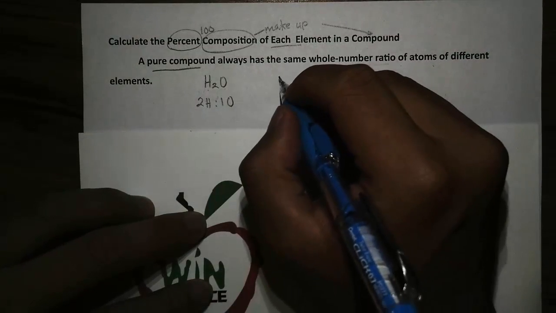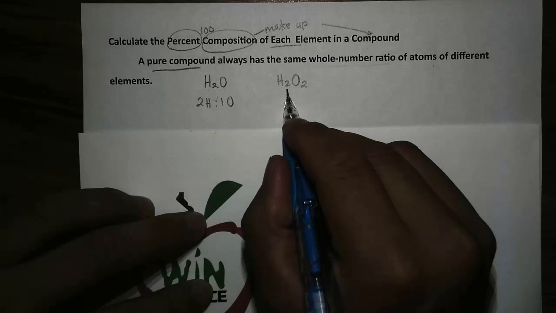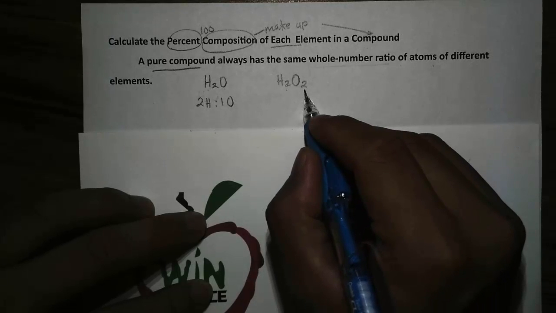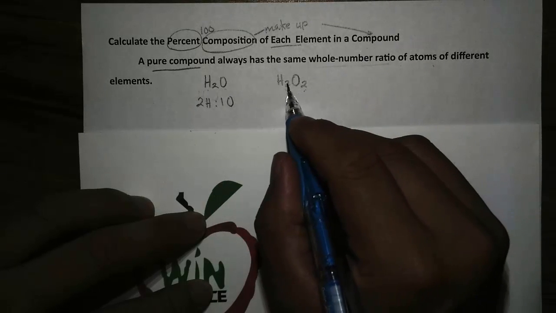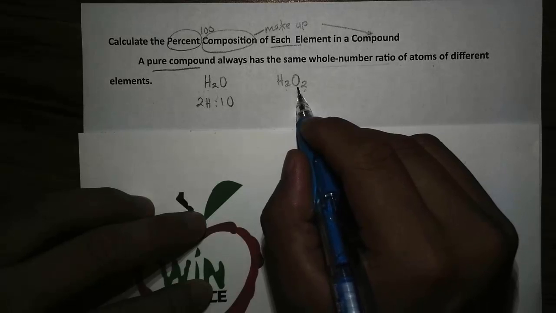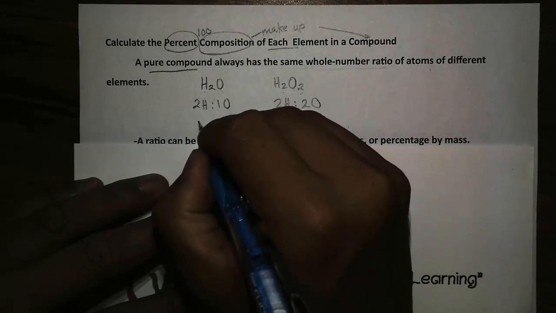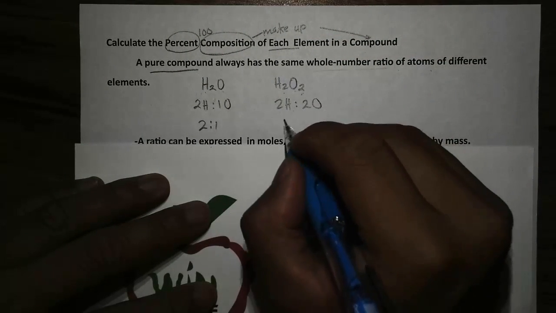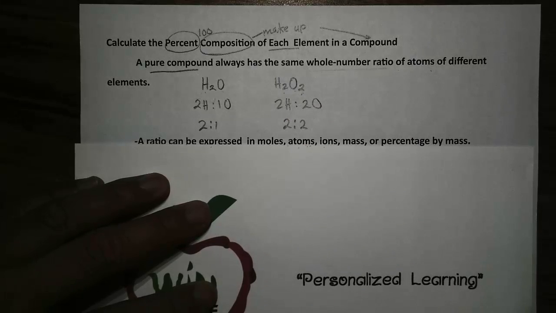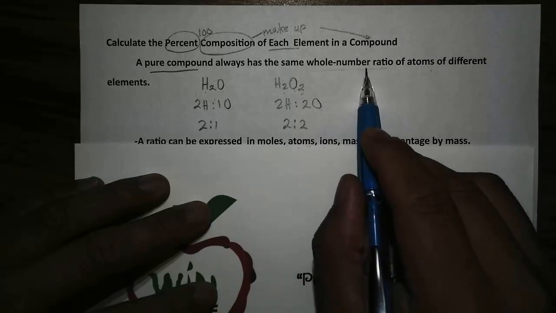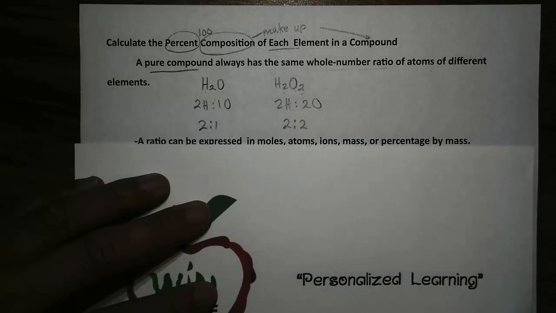If I change this chemical formula to H2O2, notice how the number of atoms is 2 hydrogen to 2 atoms of oxygen, because of the 2 right there, where before we had nothing. This substance is called hydrogen peroxide. It has completely different chemical properties compared to water. For hydrogen to oxygen, water has 2 to 1, and hydrogen peroxide has 2 to 2. These are examples of whole number ratios of atoms of different elements in a compound. If you have a different ratio of atoms, you can tell right away it is a completely different compound.